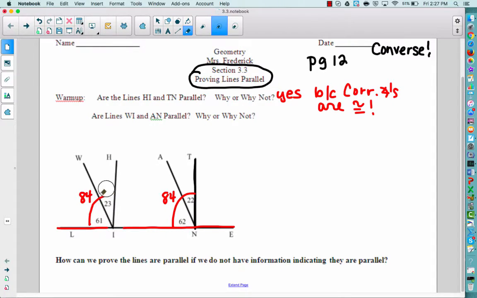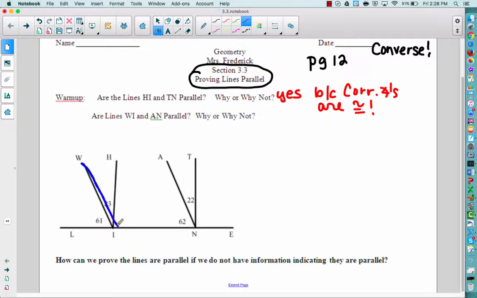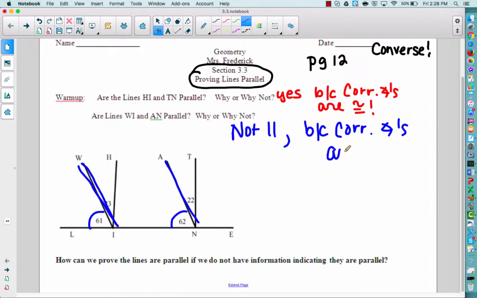But what we also have to think about is always checking to make sure, even if they appear to be parallel, that they are, by using something like that. So now in the next question I ask you, are WI and AN parallel? Well, if you notice, this is 61 and this is 62. They're pretty darn close to being parallel, but because corresponding angles are not congruent, they are not parallel. I'm going to use the symbol for parallel. They're not parallel because corresponding angles are not congruent.